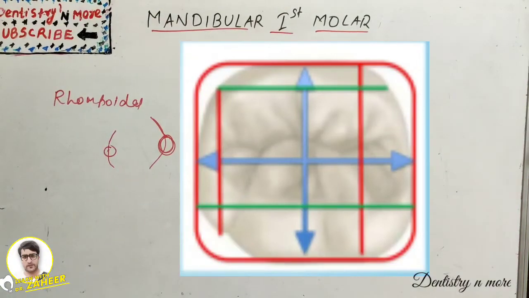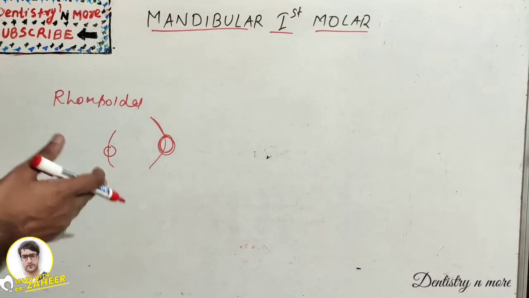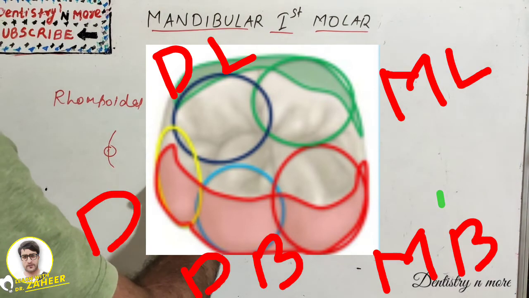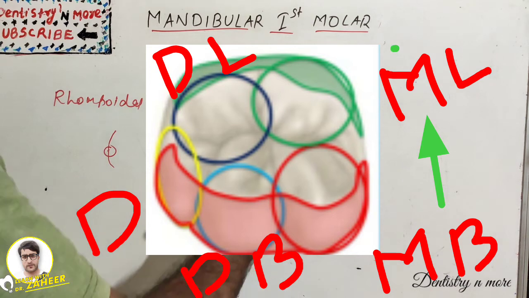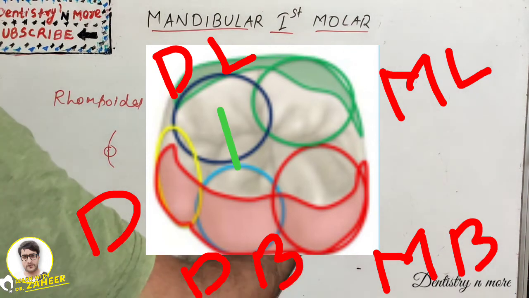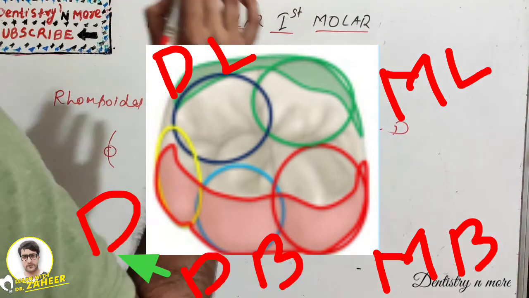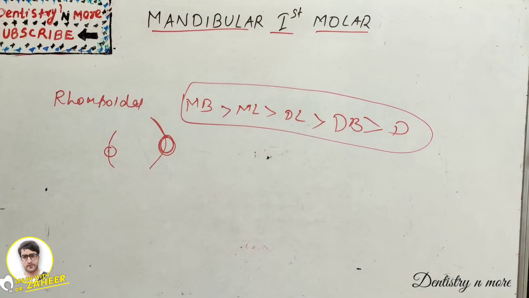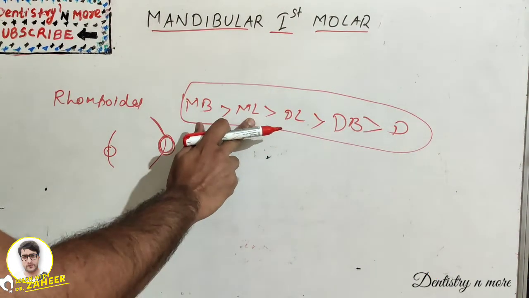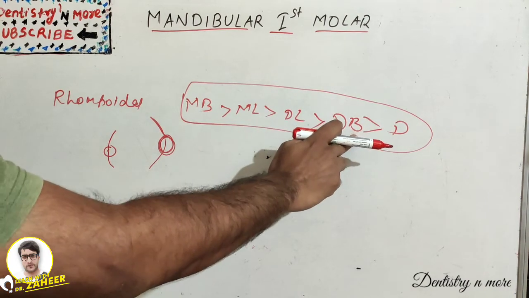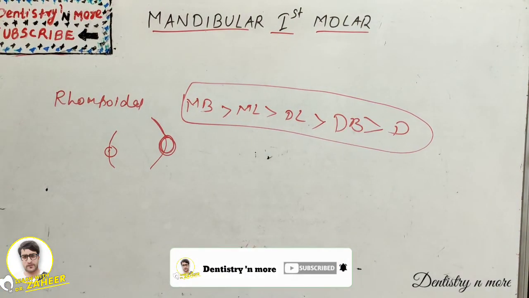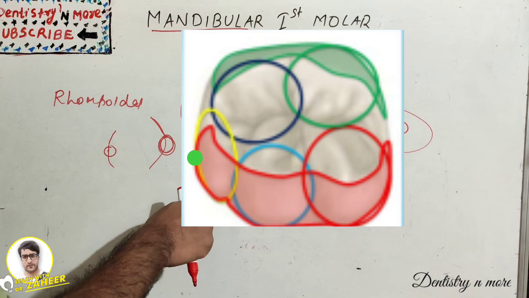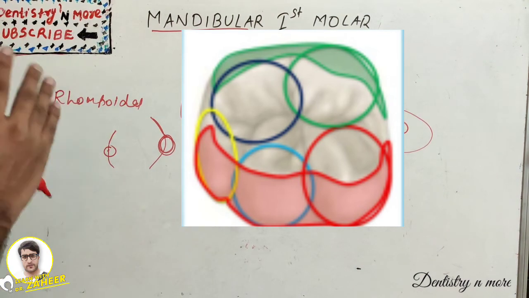There are 5 cusps: the mesiobuccal, which is the largest, then the mesiolingual, then the distolingual, then the distobuccal, and finally the distal. This order is very important: mesiobuccal, mesiolingual, distolingual, distobuccal, and distal. The distal contact area is on the distal cusp.